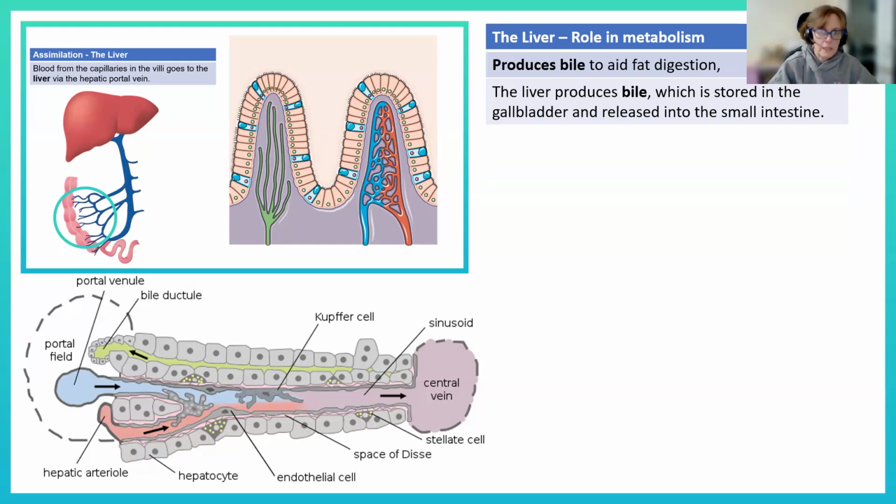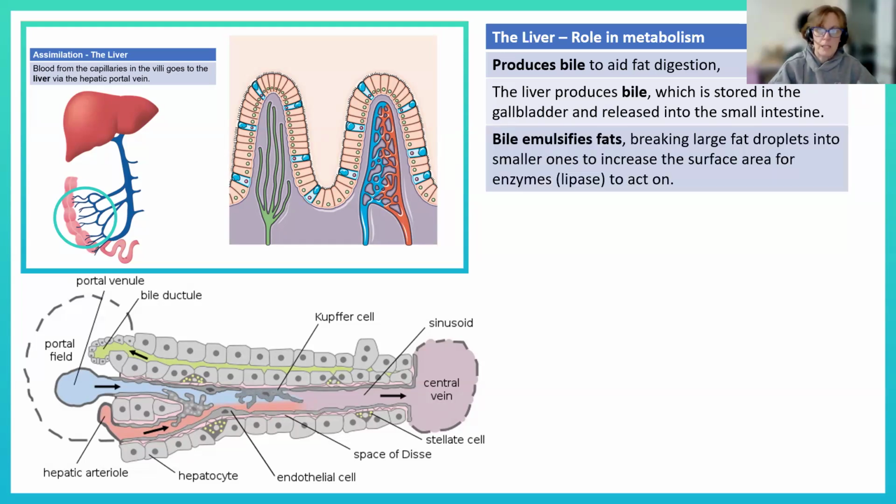So the liver, as we said last week, produces bile. It's stored in the gallbladder and released into the small intestine down the bile duct. The bile emulsifies fats, as I was just reminding you, because we looked at it last week. So it breaks the large fat droplets into smaller ones. This increases the surface area that the lipase enzyme can work on. So that's its digestive role.